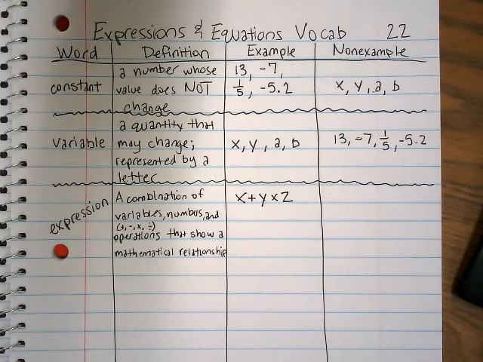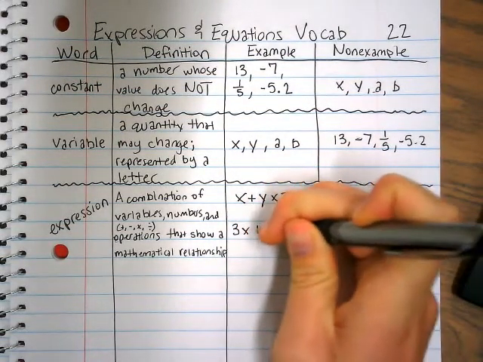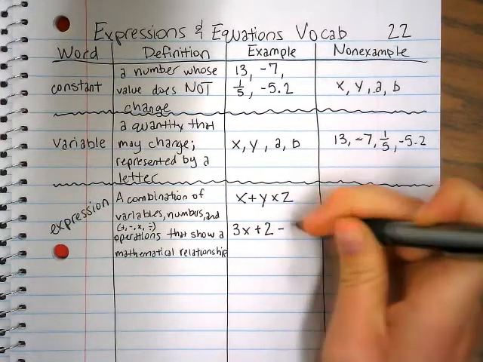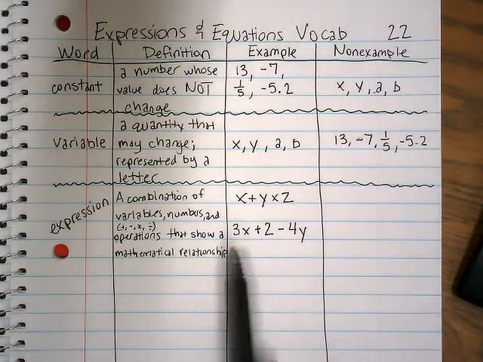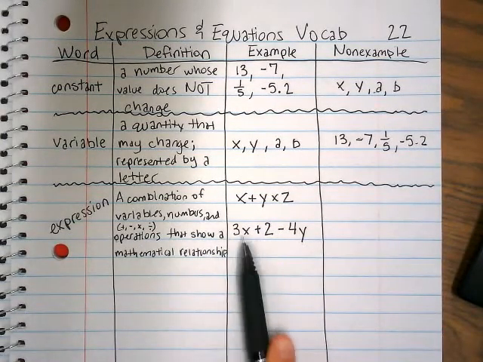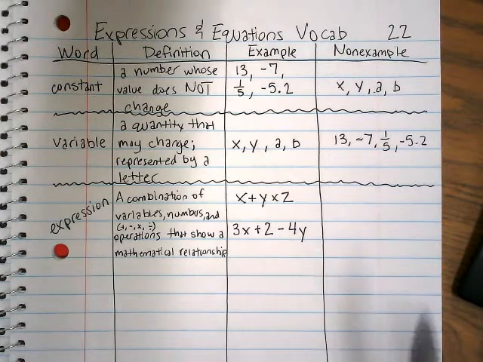Another example of an expression could be 3x plus 2 minus 4y. So that's a combination of variables, x and y, numbers, we've got 2s, 3s, and 4s, and operations.